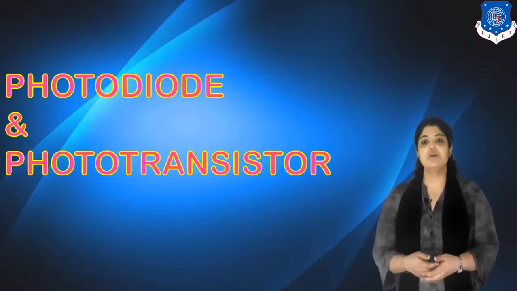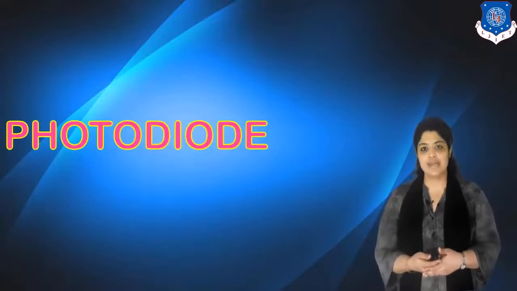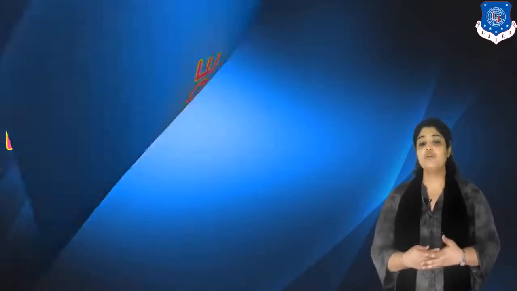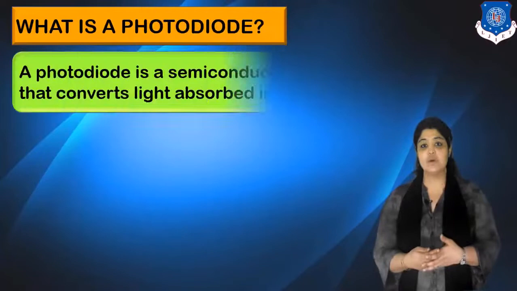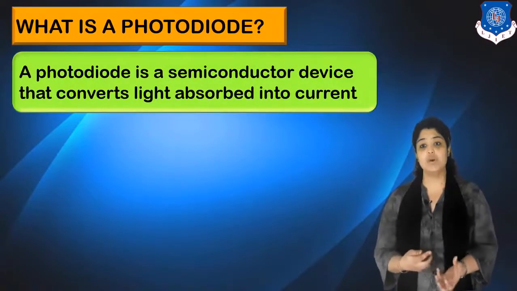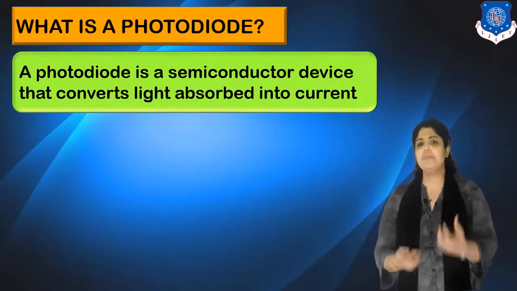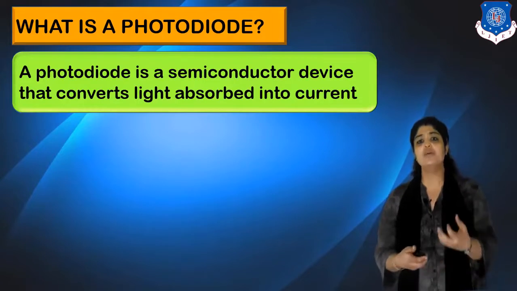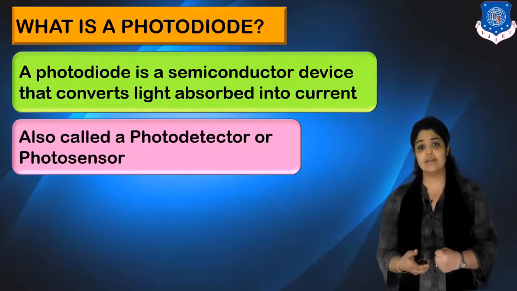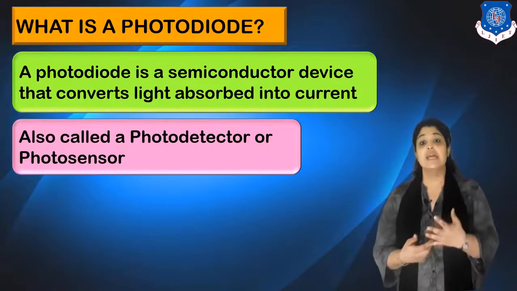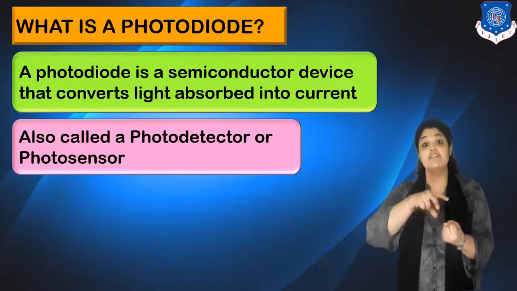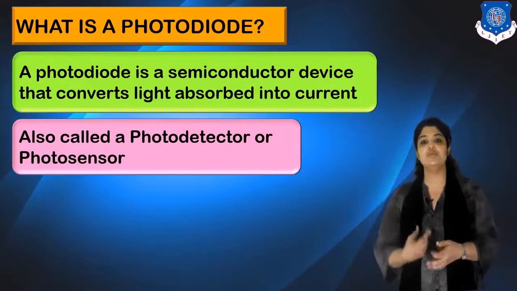Starting with the first topic for today, that is a photodiode. Let's see what a photodiode is. A photodiode is a semiconductor device which converts light absorbed into current. So basically I can say a photodiode acts like a photodetector or a photosensor. It will absorb light and convert this absorbed light into current.